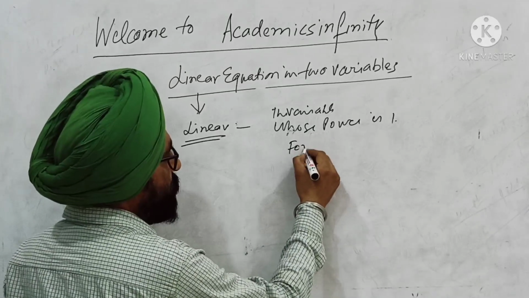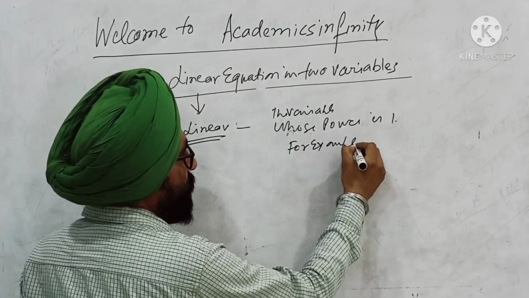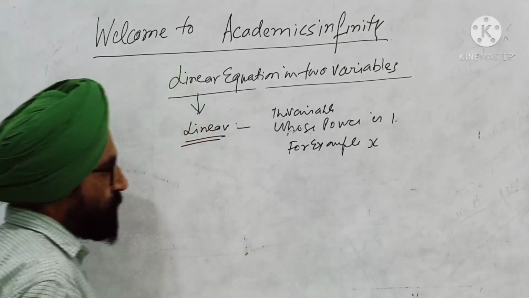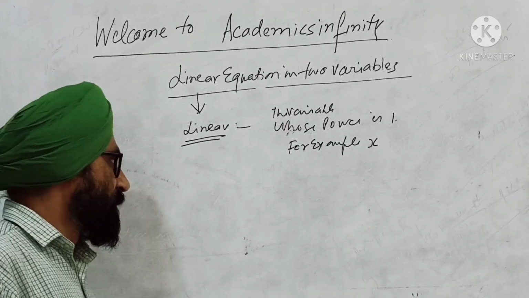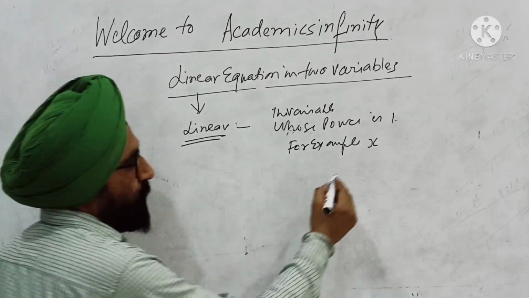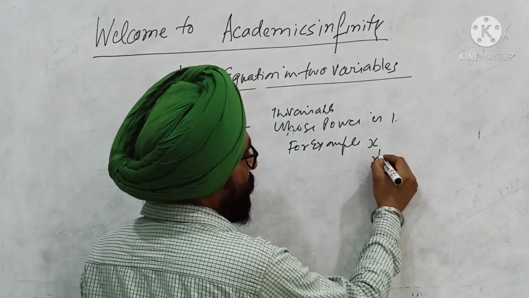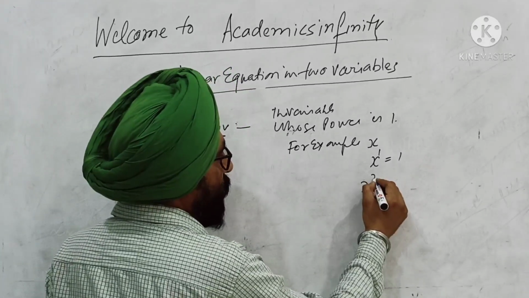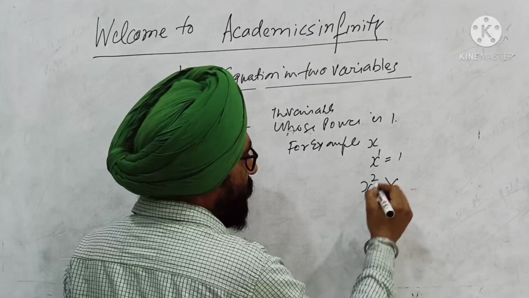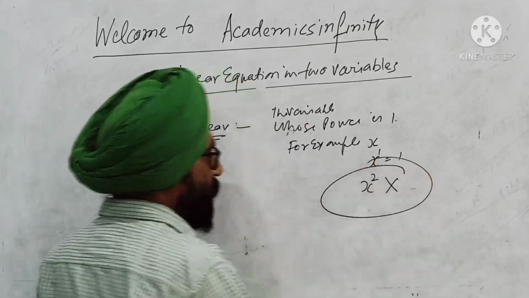For example, x is a variable. Here nothing is mentioned, nothing is given, so it is understood that its power is 1. If the x has power 2, it is not a linear. This is not a linear.